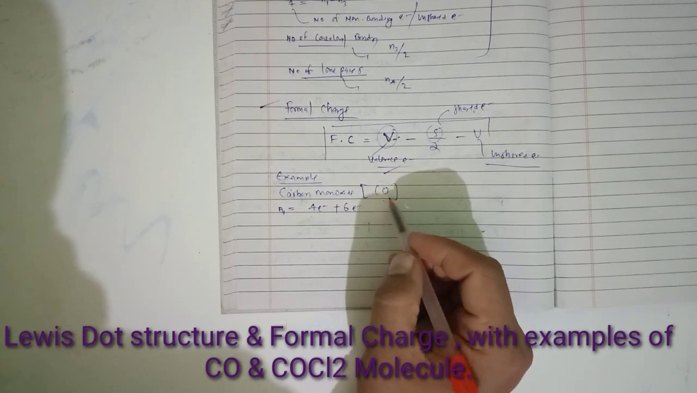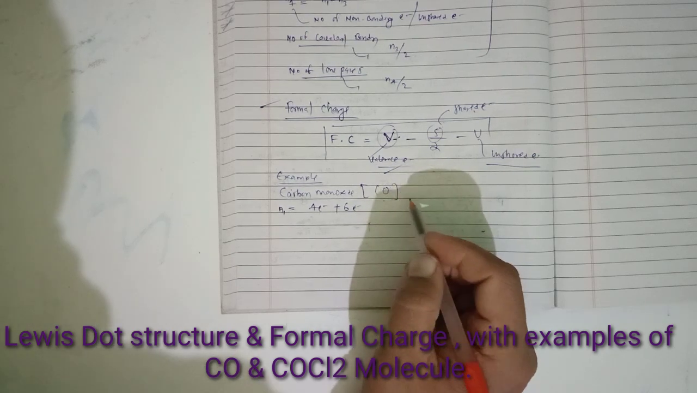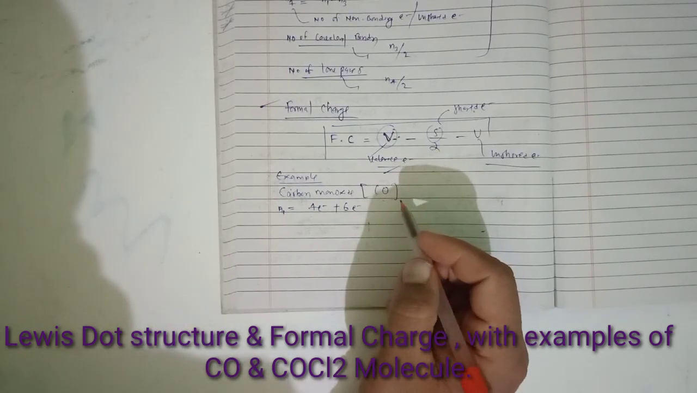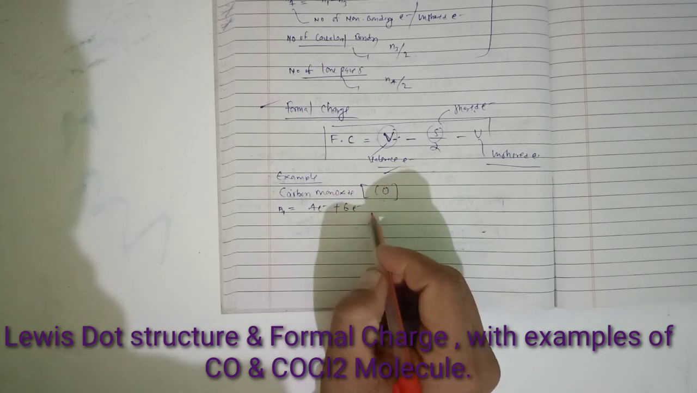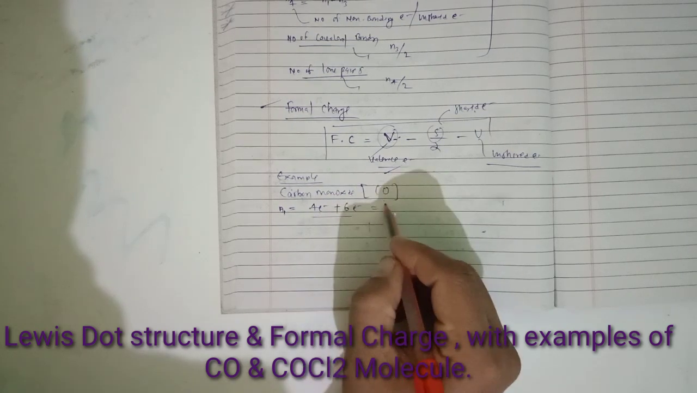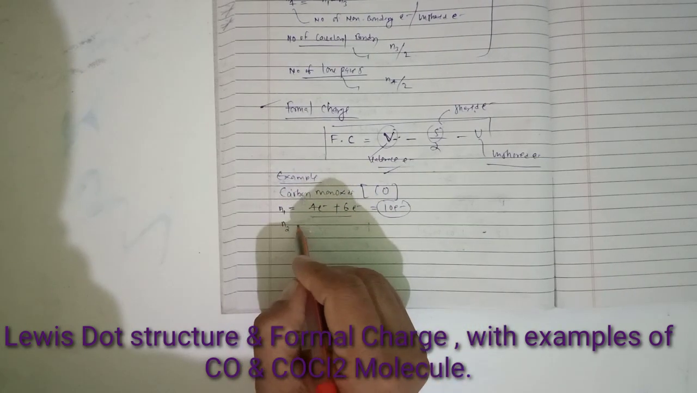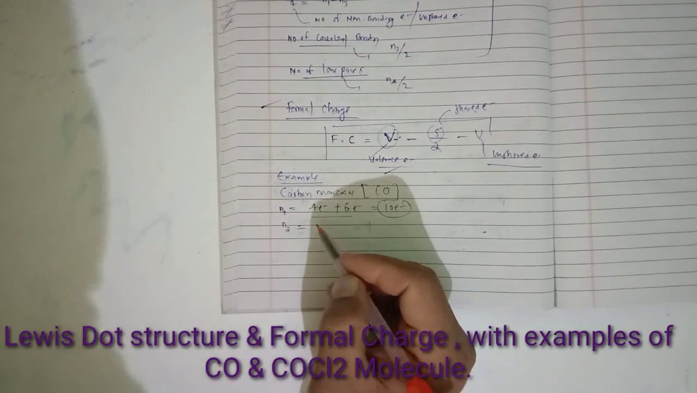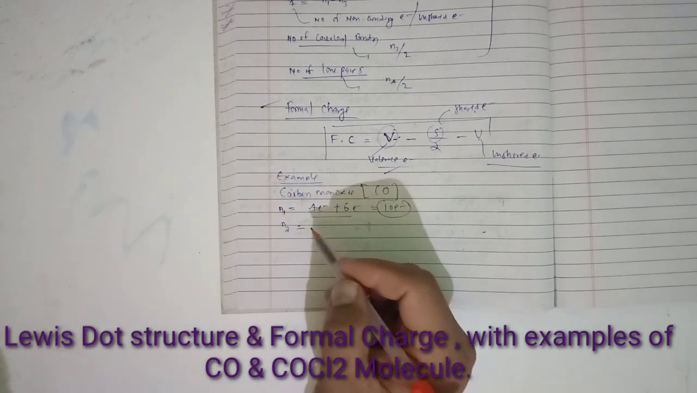If it had a negative charge, then the number of negative charges would be added. If it had a positive charge, then the charge number would be subtracted. Here it is a neutral molecule, so simply the valence electrons, that will be 10 electrons. Now let us find N2. N2 indicates that for atoms other than hydrogen, 8 electrons are needed to complete the octet, and for a hydrogen atom it is 2 electrons.